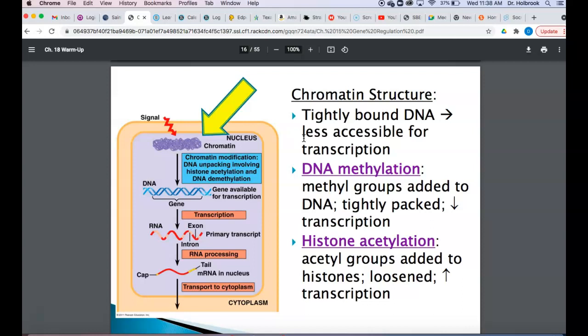Methylation makes DNA more hydrophobic, so then RNA polymerase cannot access it, so transcription is decreased. The genes are not expressed. Histone acetylation, remember acetyl groups are hydrophilic. It relaxes and unpacks DNA, making it more accessible to RNA polymerase. So transcription is increased. That's at the chromatin level.